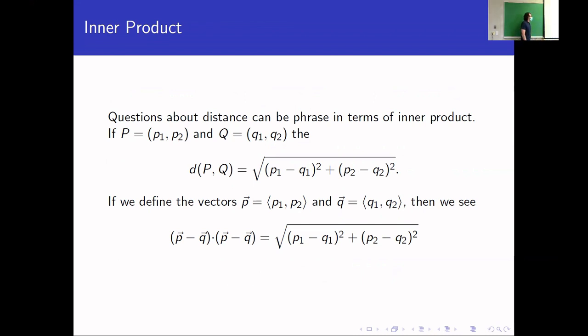Right? If I define my point P to have coordinates P1, P2, and Q to have coordinates Q1 and Q2, if I want to find the distance, I would take the difference between the first coordinates of each one, square that, difference between the second coordinates of each one, square that, add them together, take the square root.